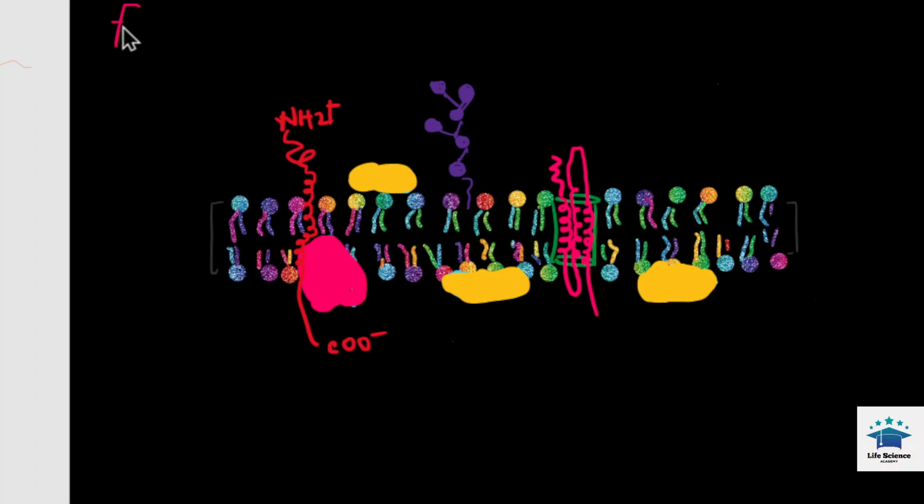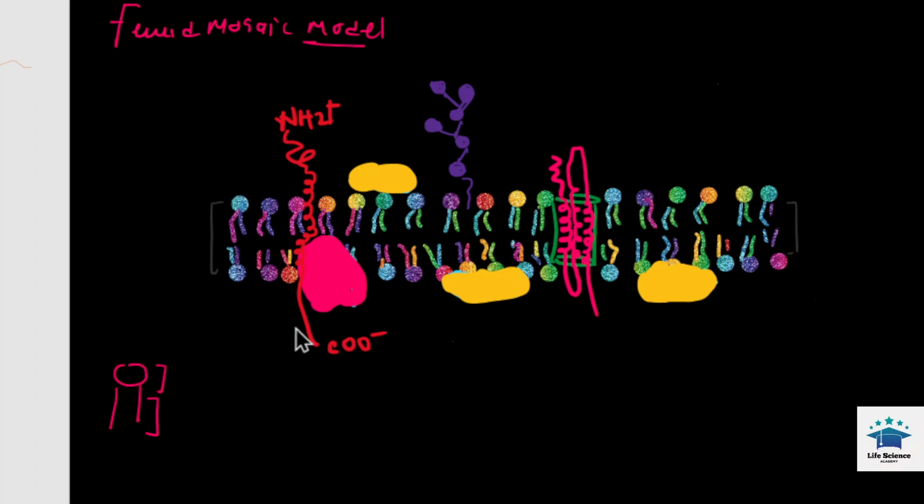So this is the fluid mosaic model. What does that fluid mosaic model say? This is the lipid bilayer. So we previously said that this is the head and this is the tail part.